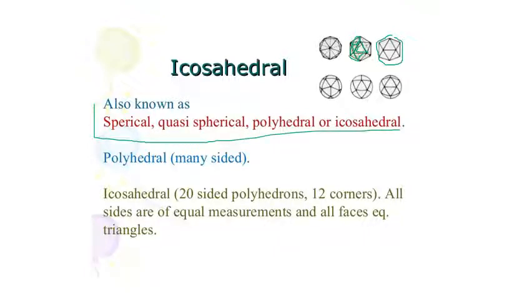One more thing is that icosahedral consists of 20-sided polyhedrons and 12 corners. We can see the 12 corners here: 1, 2, 3, 4, 5, 6, 7, 8, 9, 10, 11, 12. So there are a total of 12 corners. All sides have equal measurements, and all faces are equal triangles. It is a very important thing that we have to observe.